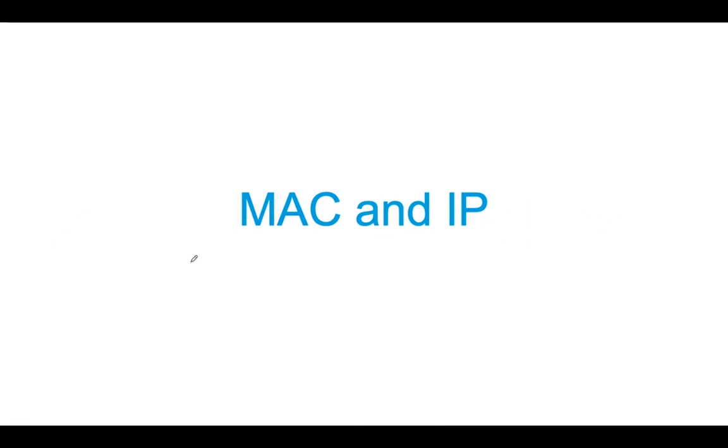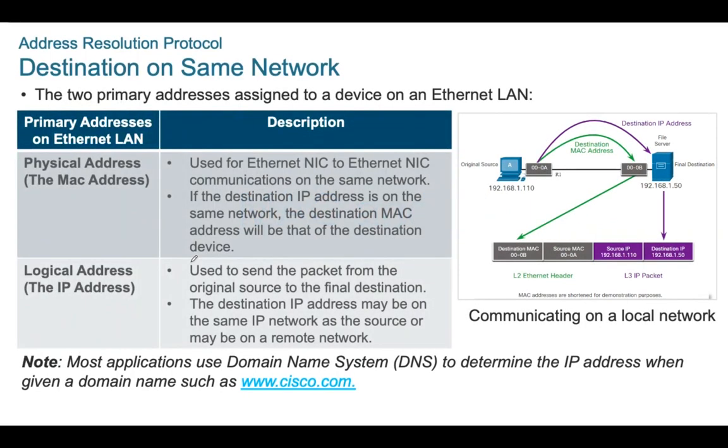We talk about the MAC address and IP address in detail first, and then we'll go into the issues of ARP. There are two primary addresses assigned to the devices on an Ethernet LAN. LAN, you can assume, is a private network, correct? One is your physical address, or the MAC address. Another one is your logical address, the IP address. The physical address is used by the Ethernet network interface card for communication on the same network. The logical address is used to send the packets from the original source to the final destination, which may be in the same network or in a remote network.